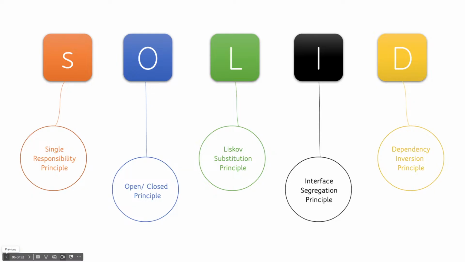SOLID is actually a set of five design principles and each letter stands for one principle. S for Single Responsibility Principle, O for Open Closed Principle, L for Liskov Substitution Principle, D for Dependency Inversion Principle. Now Dhruvi will explain SRP, which is the first principle of SOLID. Dhruvi, you can start.